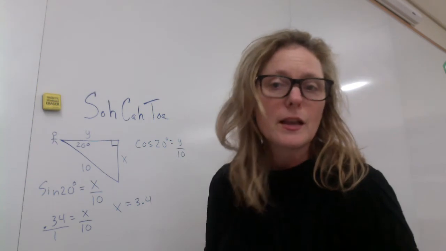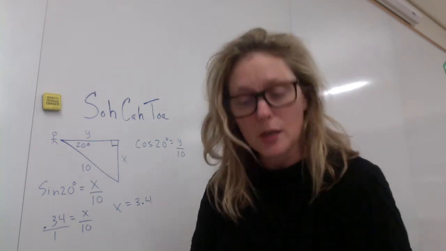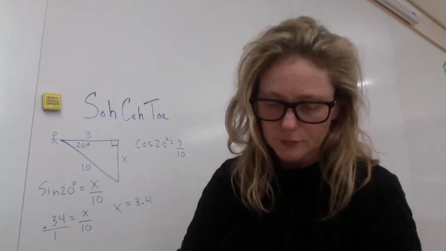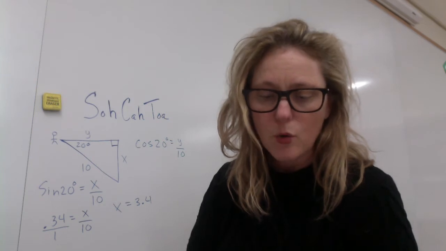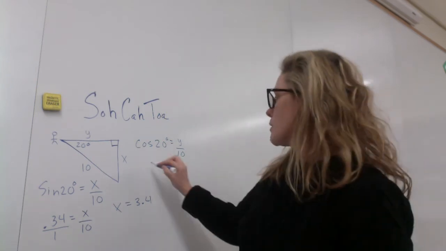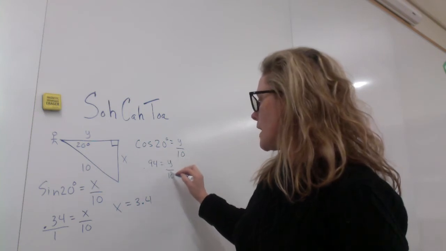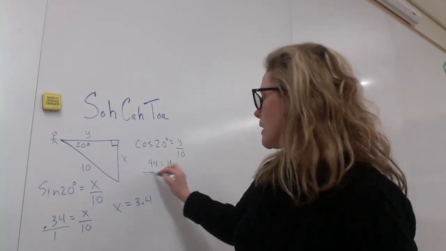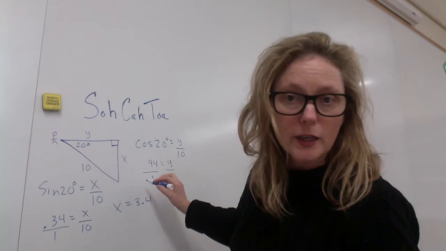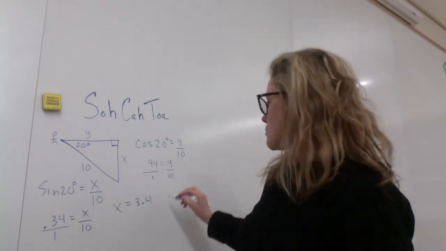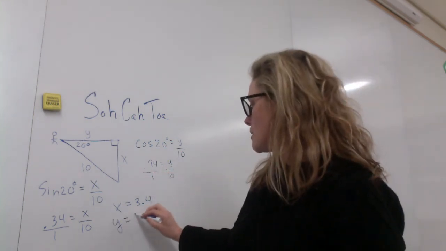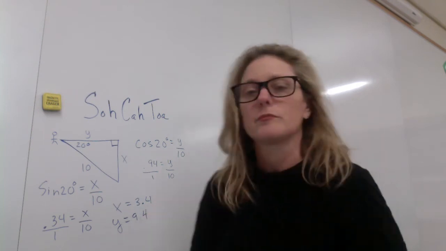And I'm going to go through that exact same process. So I'm going to find cosine 20, which looks to be 0.94. So I'm going to write 0.94 equals y over 10. Again, put that 0.94 over 1, write the cross product. I'm going to move my decimal over once. It looks like my y would be 9.4. Okay.